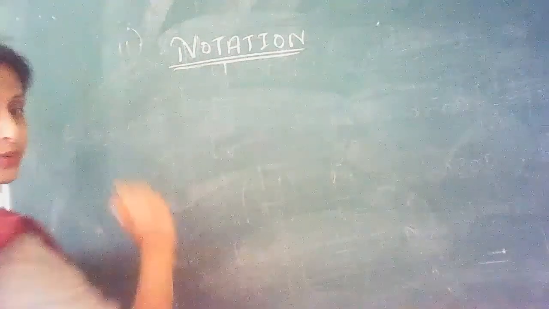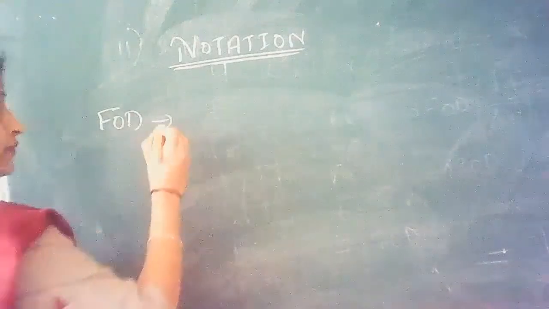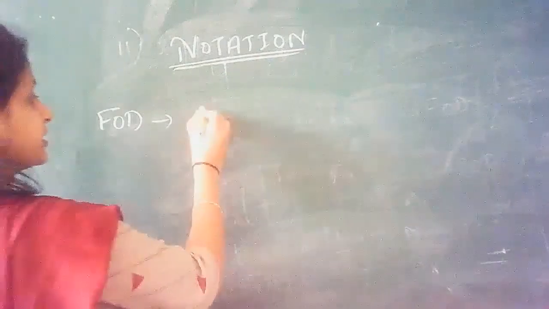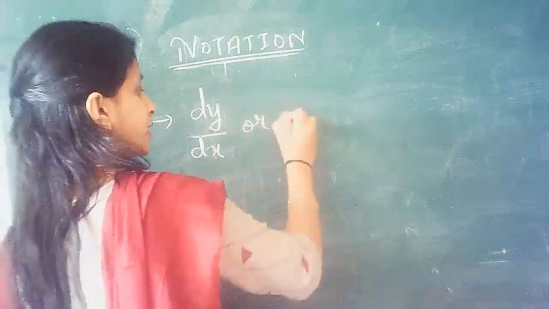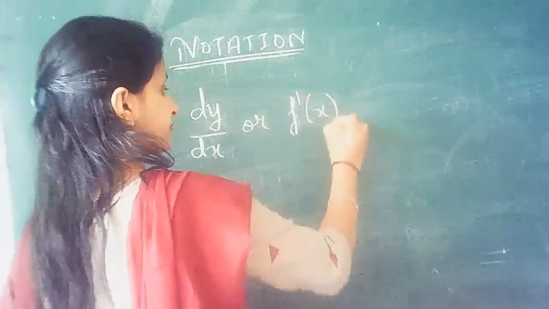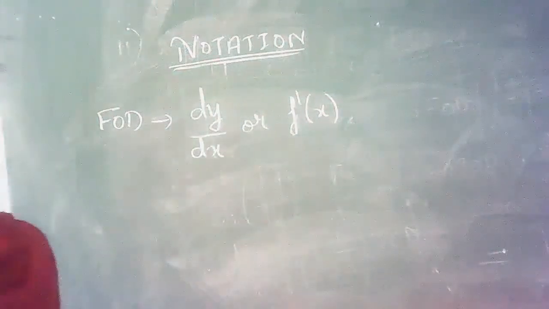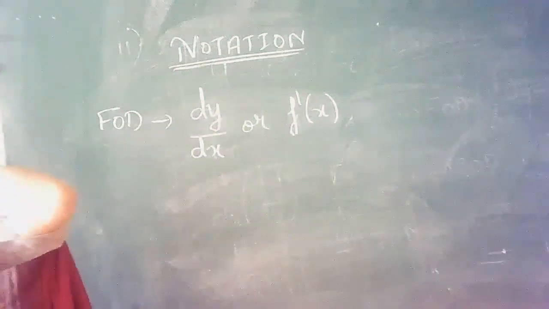Now if we have the first order derivative, how can we represent it, students? We have many ways to represent the first order derivative. You can represent it by dy by dx, or by f dash of x. These notations you must know, students, because different textbooks denote it in different ways.